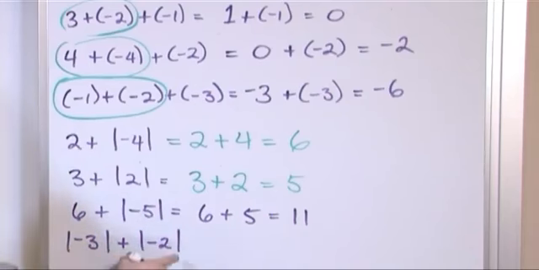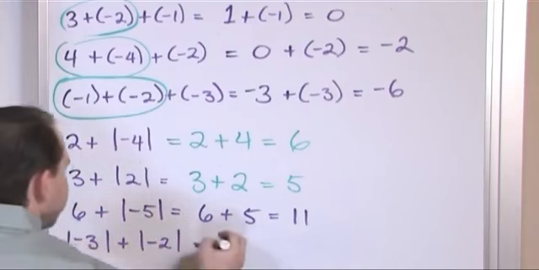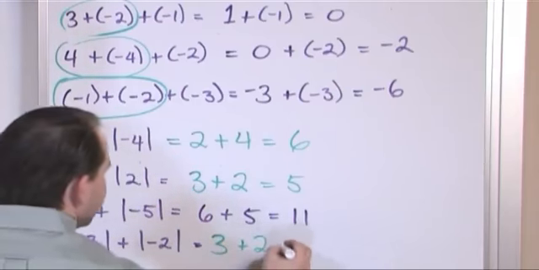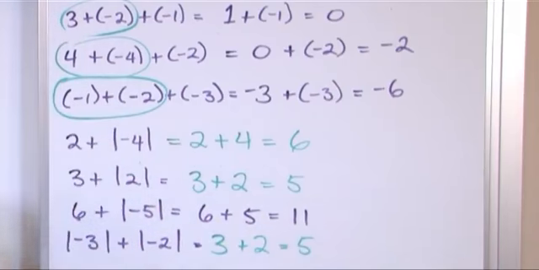So absolute value of -3 plus absolute value of -2. Absolute value of -3 is +3. Absolute value of -2 is just regular old 2. And so you add these two things together and you get a +5. So you see, you just have to think one step at a time.